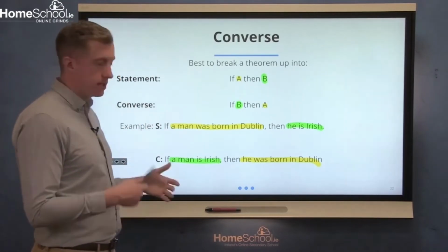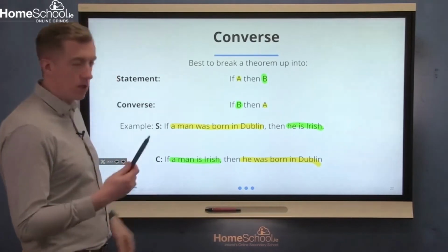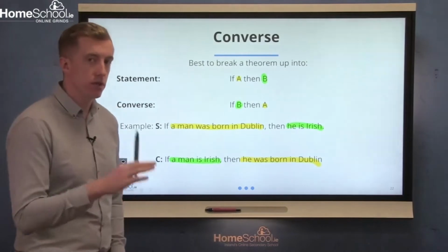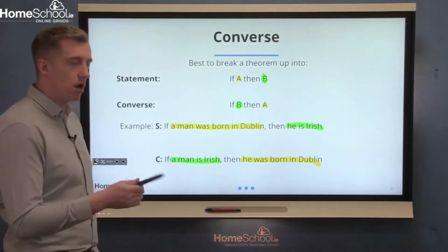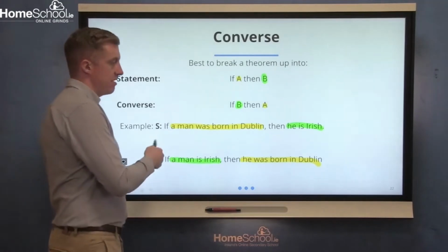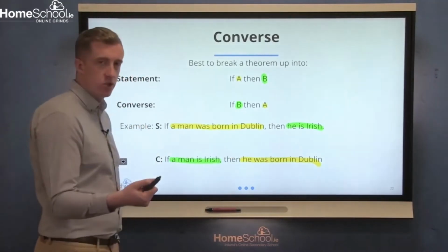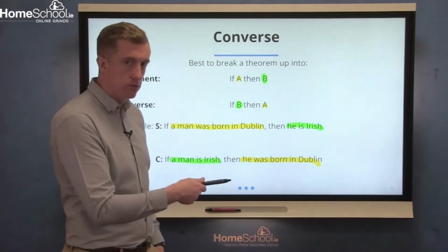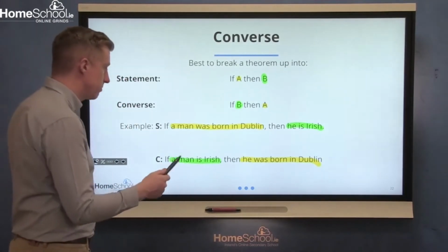Now, here's an issue with the converse. Sometimes the converse may or may not be true, but the original statement can be. It doesn't always have to reflect the original statement. So for example, this is the statement, that's true: if a man was born in Dublin, then he is Irish. Okay, makes total sense. Now, if I swap them around, is that true?